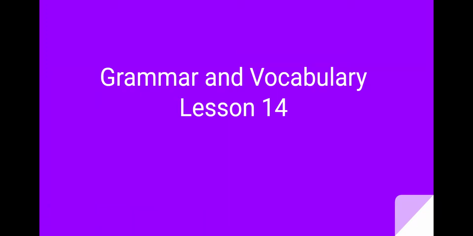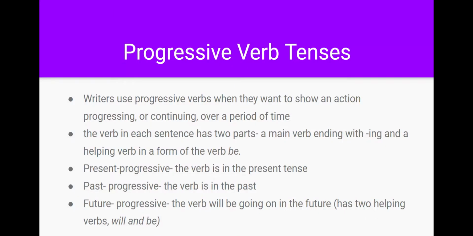Alrighty, next grammar and vocab lesson. We're continuing with verbs. So we are going to talk about progressive verb tenses. This is when a writer uses progressive verbs when they want to show an action progressing or continuing over a period of time. So the verb in each sentence will have two parts, a main verb ending with ing and a helping verb in a form of the verb be.